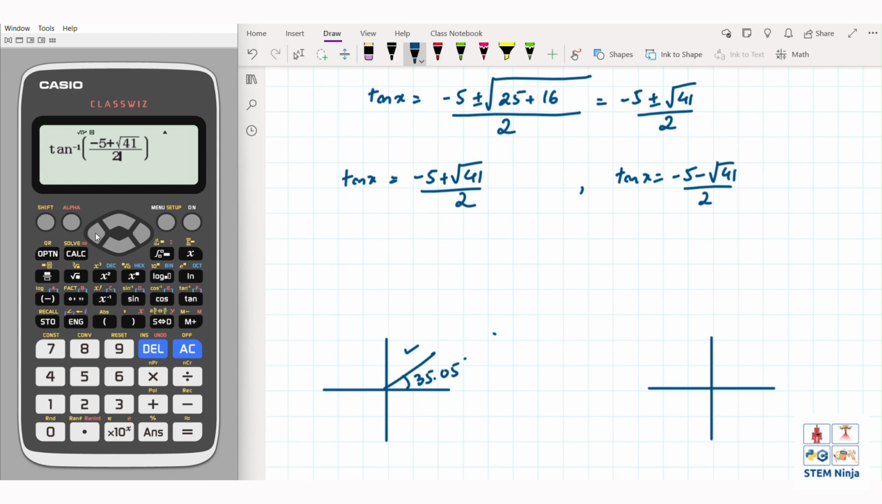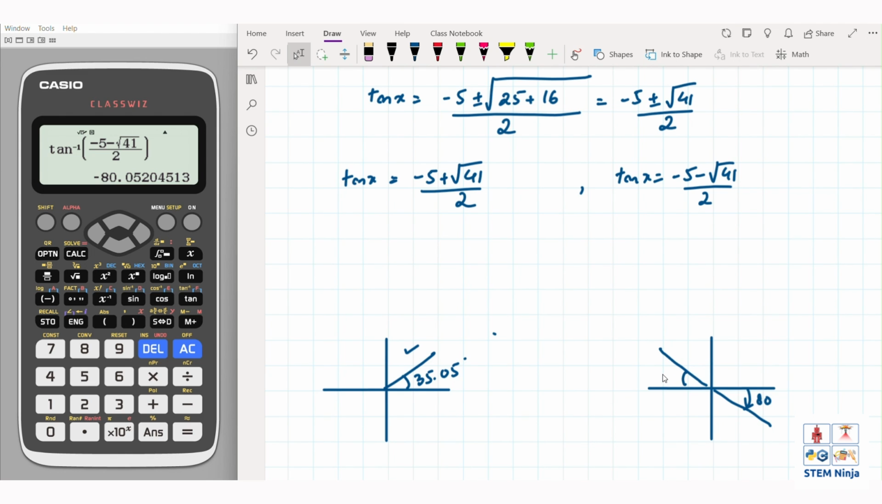Now the negative, tan is negative in the second quadrant. So minus 80. Oh, sorry. Minus 80 means that this is over here, 80 degrees. So that would mean that when we do the plus 180, we would have somewhere over here.